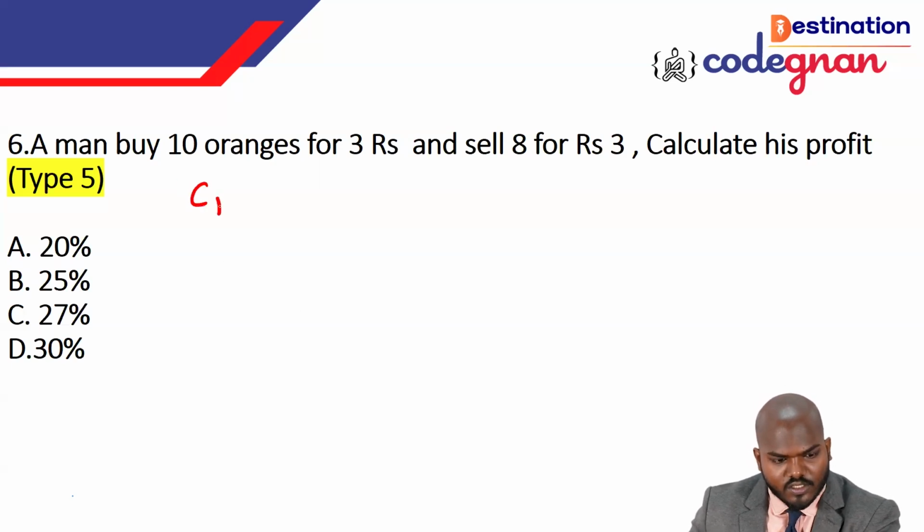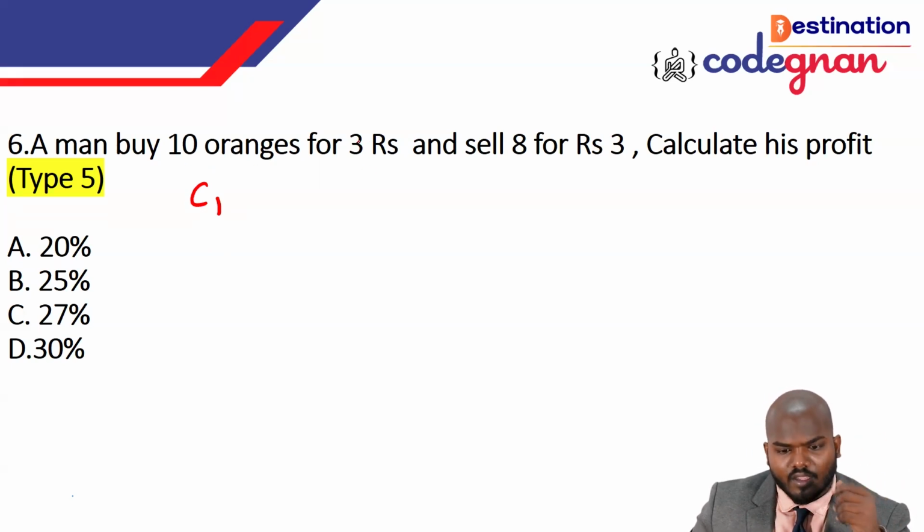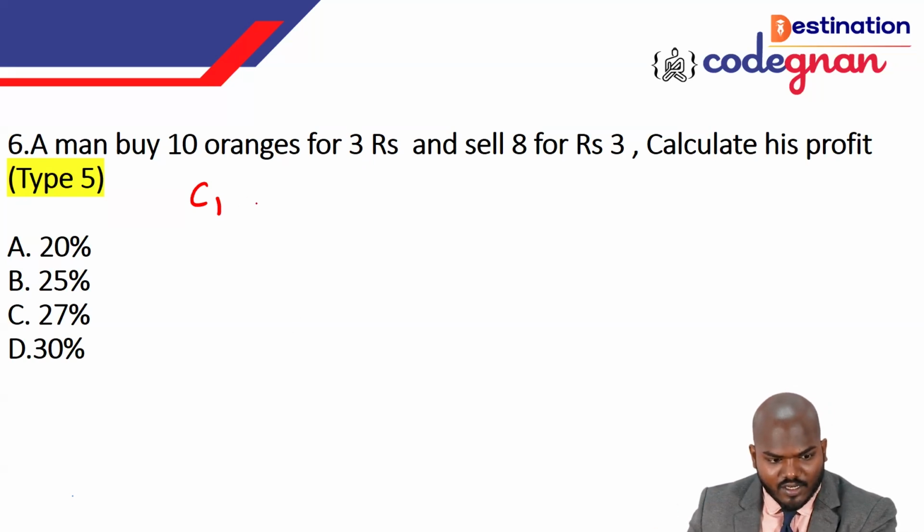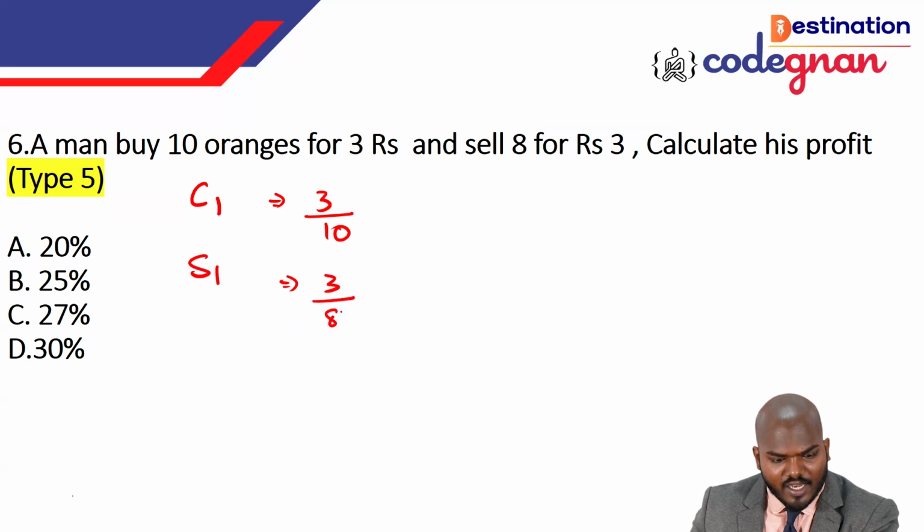Okay, now check it out. The cost price of 10 oranges, he bought for only 3 rupees, and he is selling 8 oranges for 3 rupees. Then the cost price of 1 orange we can call 3 by 10. Then the selling price of 1 orange we can call 3 by 8.